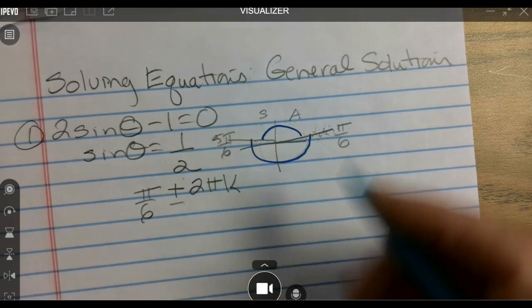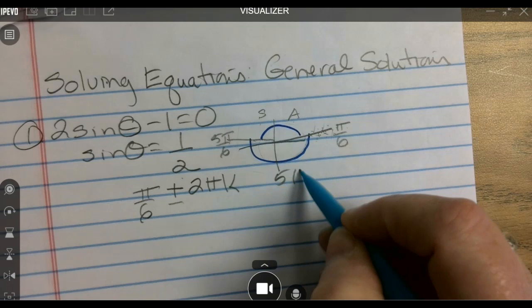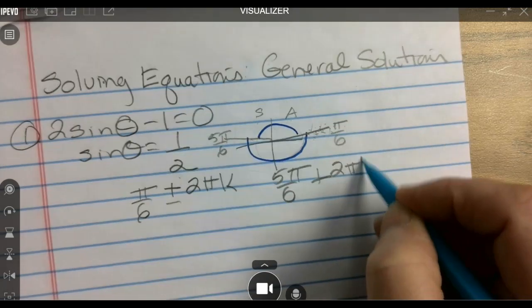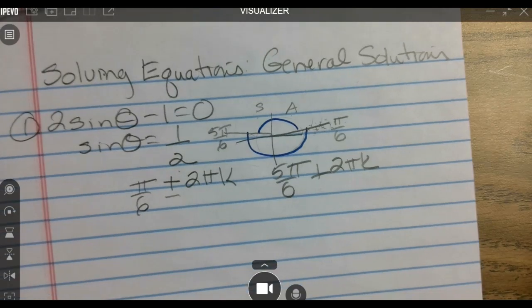So I'm going to say 5 pi over 6 plus, again, all the way around, 2 pi k. That's all you really have to do.